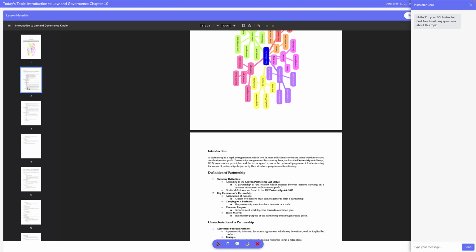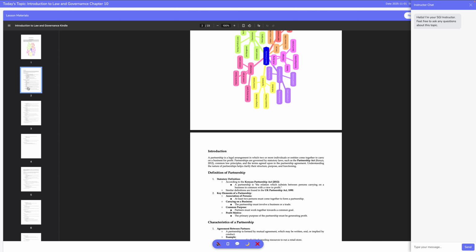Finally, the profit motive is central. The primary aim of forming a partnership is to generate profit, distinguishing it from non-profit or charitable organizations. Understanding these foundational elements sets the stage for exploring the characteristics that define partnerships. Partnerships are unique in their formation, management, and legal responsibilities.